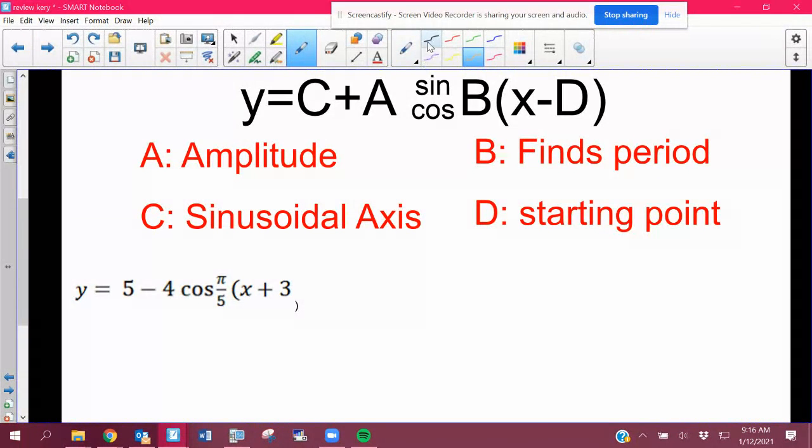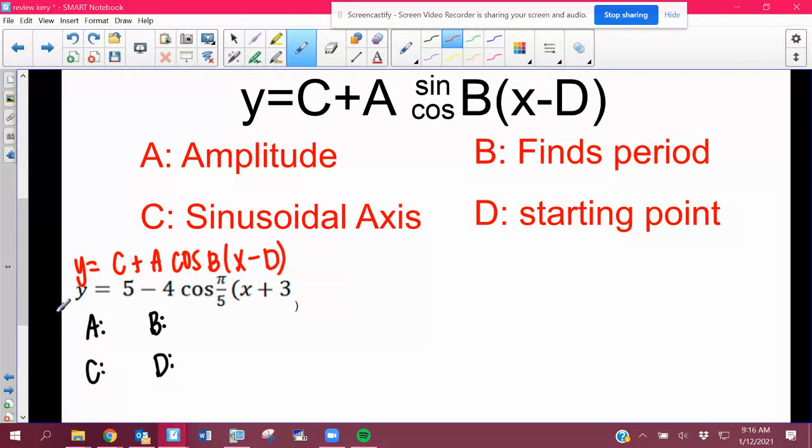So before I even do anything, I go through and I label what my values are, so that way I have an idea of where to start. So for this graph, remember your normal equation is going to have c plus a, I'm just going to write cosine since it's a cosine here, x minus d. So check your signs, make sure everything's good here.